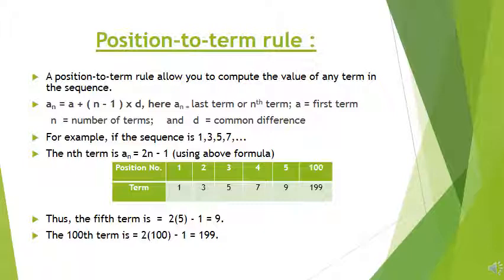Now for example, in the sequence 1, 3, 5, 7, the nth term is equal to 2n - 1. Now to calculate the fifth term, we put n equal to 5 and we get 9. Similarly, to find the 100th term of the sequence, we put n equal to 100 and we get 199.